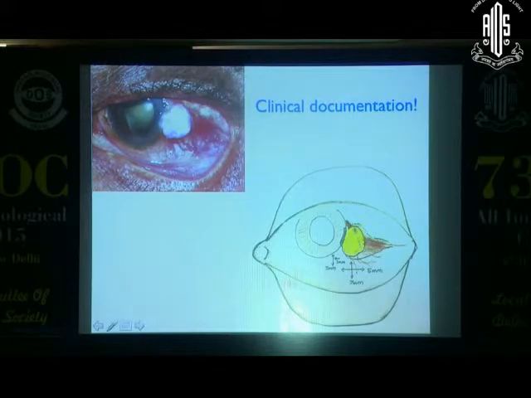So when you talk about this lesion, exactly this lesion, you clearly assess the size of the lesion, you assess how much it is extending into the cornea because you want to add corneal epitheliectomy into that.